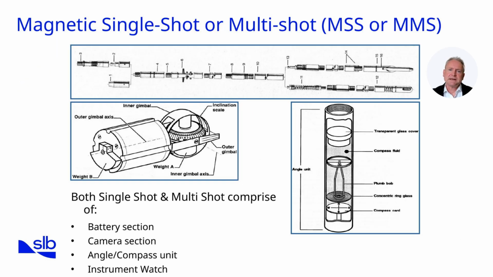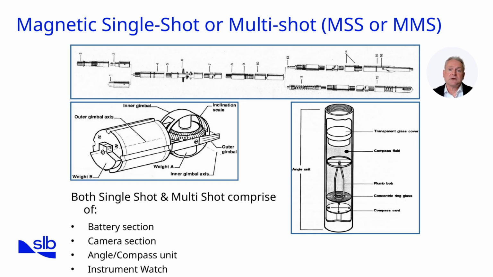The development of magnetic single-shot and multi-shot tools introduced azimuth measurement alongside inclination. These tools contained 4 basic sections: a battery pack, a camera, an angle compass unit, and a watch. The single-shot system used a film camera to photograph a compass and inclinometer reading at a specific moment, usually after a survey station pause. Multi-shot tools repeated this process at intervals, creating a series of photographic records downhole. This provided both inclination and azimuth, a significant leap forward compared to inclination-only devices.